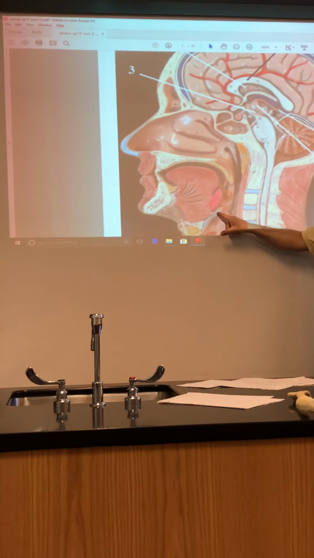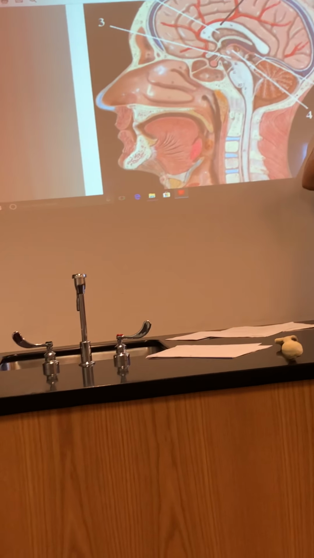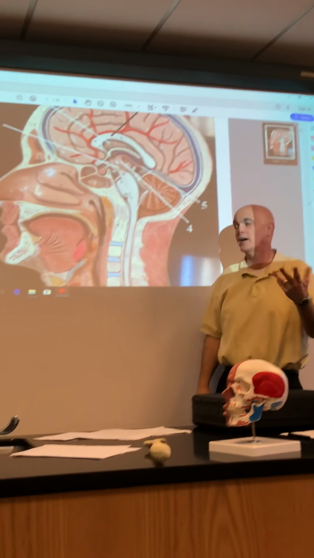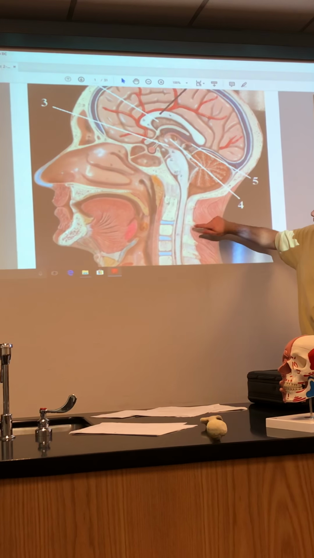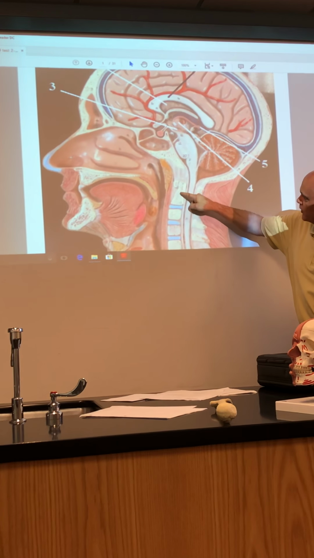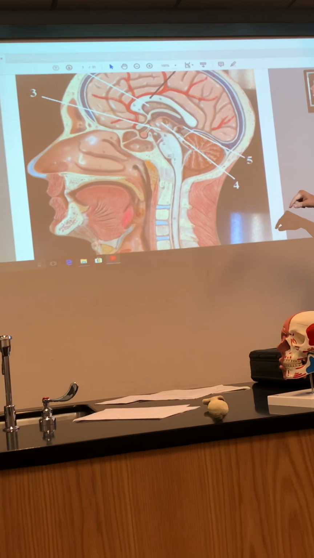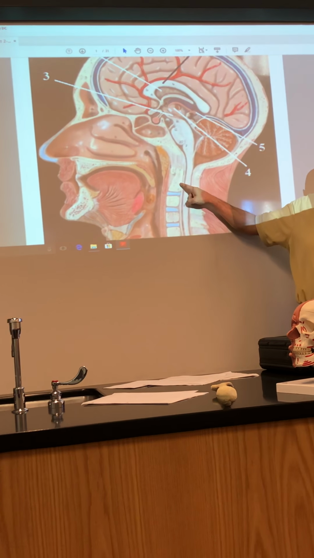What about this little blue thing? That's on the outside. This is on the inside. So this would be the epiglottis. Now, if you notice up here, here's the vertebra, right? So what is this one going way up? Going way up. This is C2.